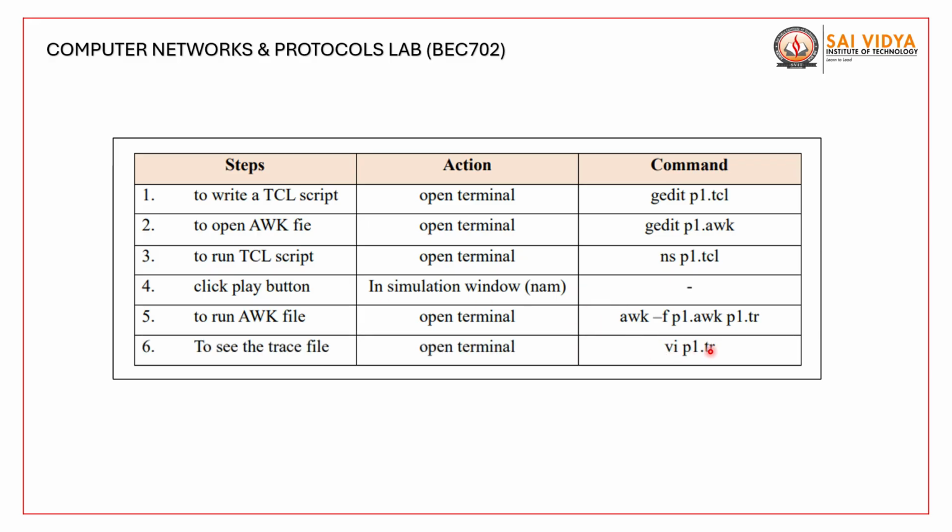To see the trace file content, you can type in terminal vi p1.trace. What is p1 here? It is the name of the program. For example, for the second program I can write gedit p2.tcl, ns p2.tcl. If AWK file is written, gedit p2.awk, and if I want to link AWK with trace file, awk -f p2.awk p2.trace file. So like that you can give simple naming for the files.